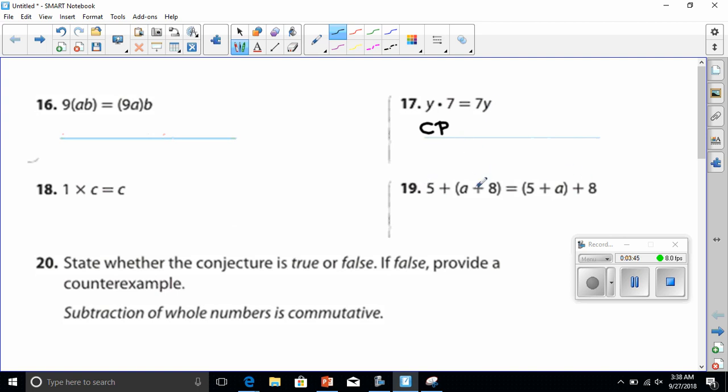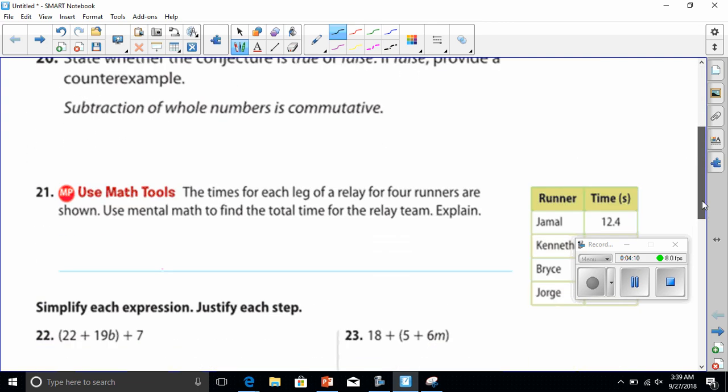And number 19, we have (5 plus A) plus 8 equals 5 plus (A plus 8). Notice the only thing to change is my parentheses, which means associative property is what I've done here, right? I moved my parentheses. I did not change the order of my numbers. All right, so let's move on to number 21.